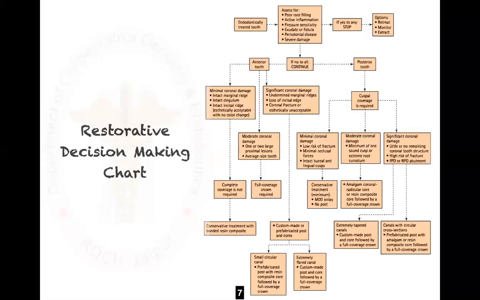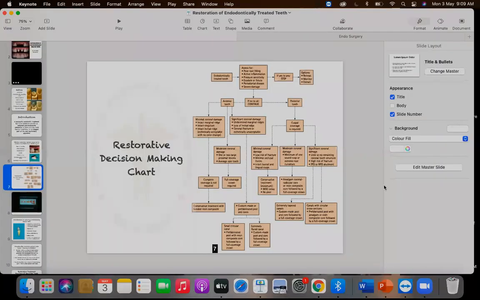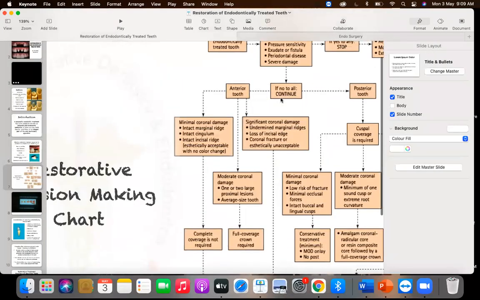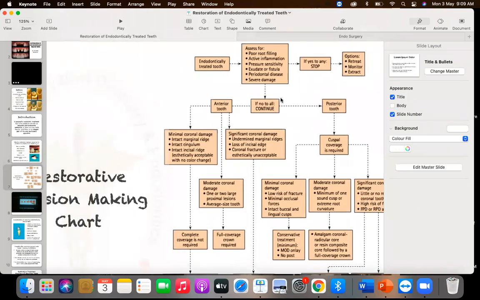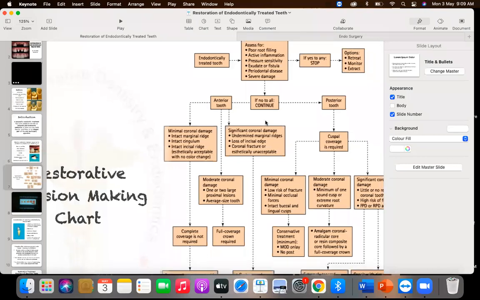Quickly going to the endodontically treated tooth. We have already done the treatment. What do we have to assess? Poor root canal filling, active inflammation, pressure sensitivity, exudate, periodontal disease, severe damage, as I just mentioned. If any of this is present, then you have to stop. You have to retreat, or monitor, or maybe lastly, if nothing can be done, then you have to extract it.